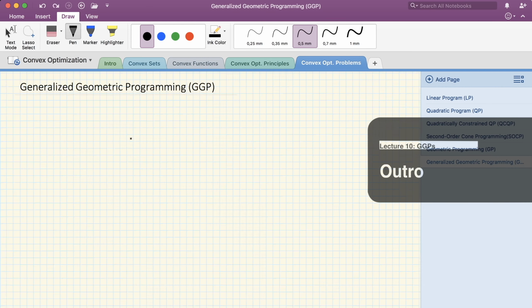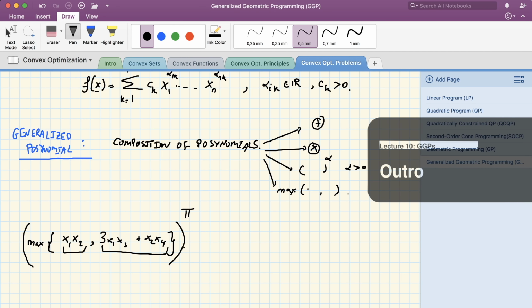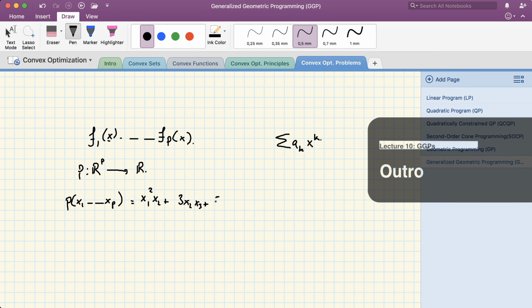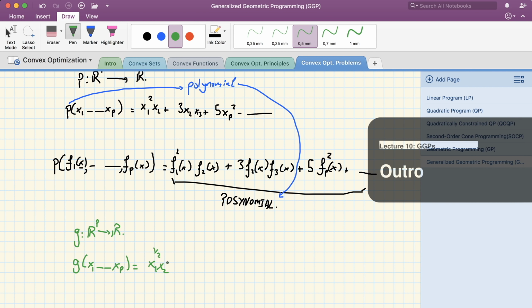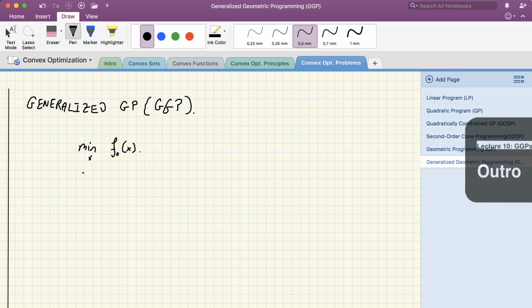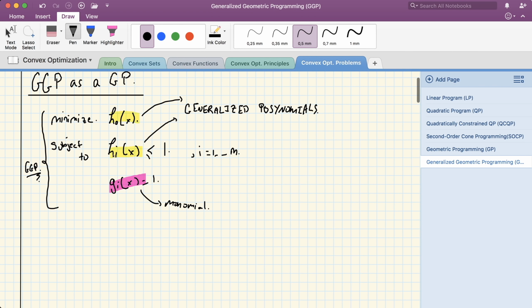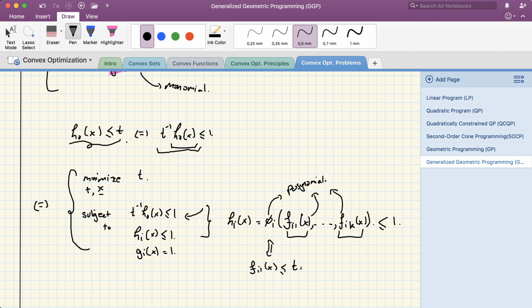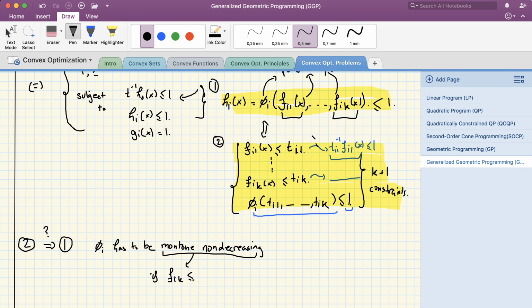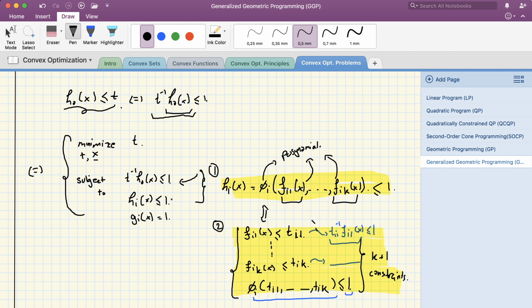Right, so in this one, we saw what generalized polynomials are, how a GGP is formulated, followed by mixed integer geometric programs. Then we saw how to convert a GGP to a GP, and then we gave 3 examples that are floor planning, power control, and digital circuit design.